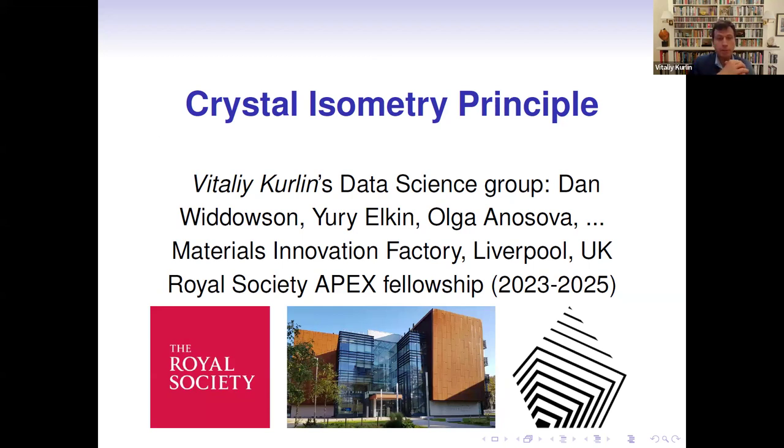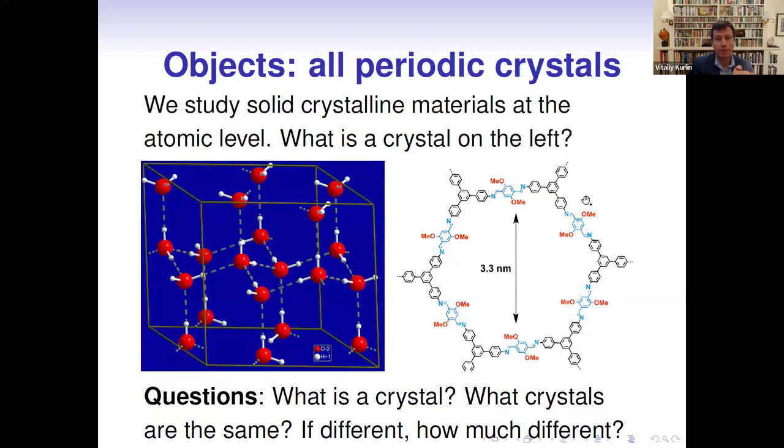Let me first mention that the results that I will be presenting are joint with many colleagues from the data science group in the Material Innovation Factory at Liverpool. I'm starting by showing informally what types of objects we consider. So briefly, we call them solid crystalline materials, or more formally, periodic crystals, or shortly, crystals.